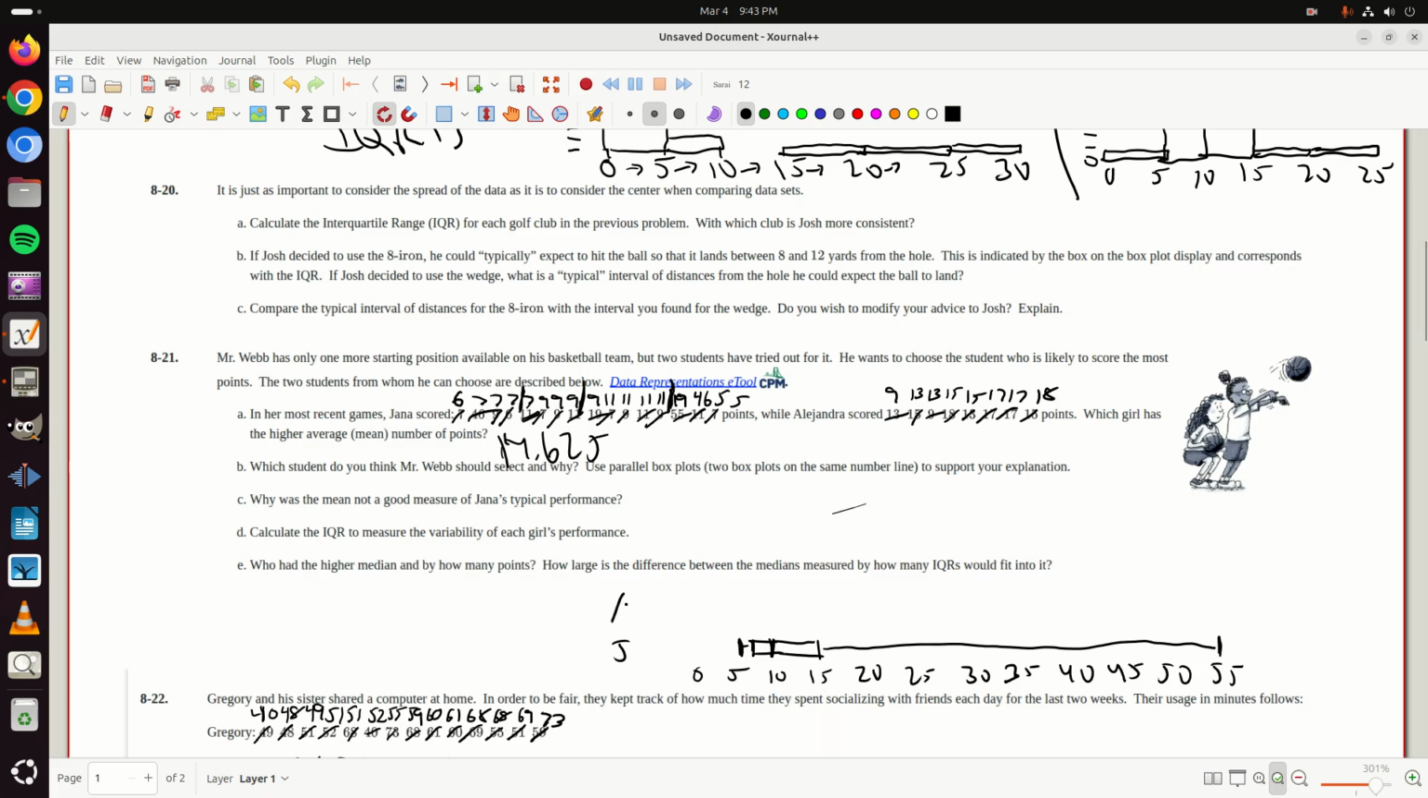Now if we go to Alejandra, we'll put Alejandra above her. Her lowest is 9. Then we'll go to 18 for the highest. And then we'll go for the middle. You can see halfway is between 15 and 15, so our middle's 15. And we will say that her quartile 1 is 13 here. And then here we'll say it's 17.